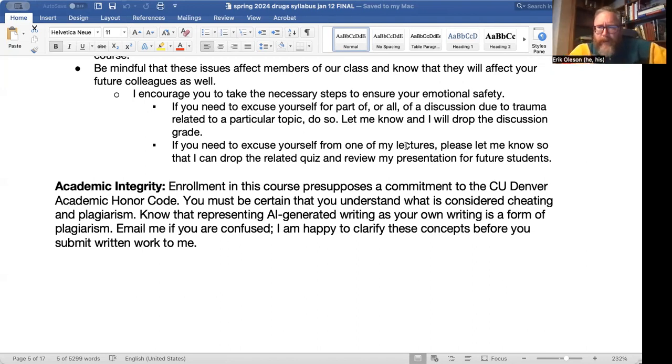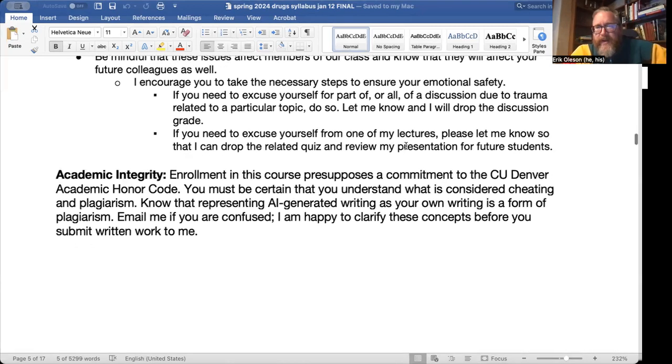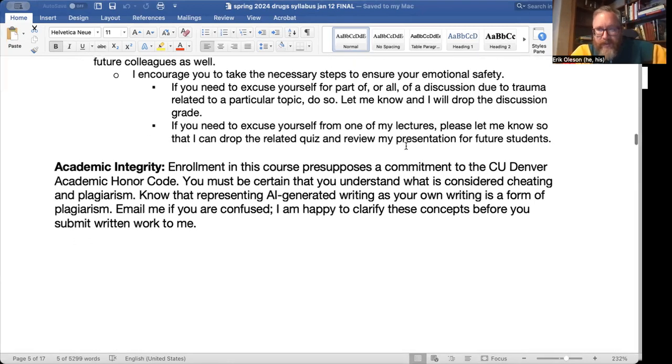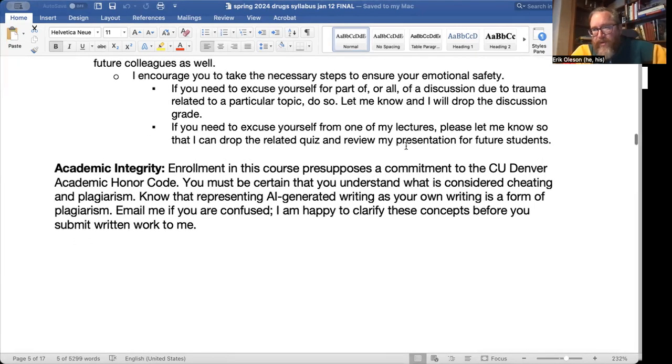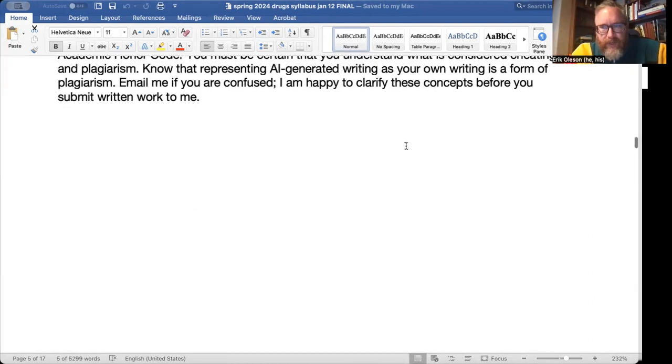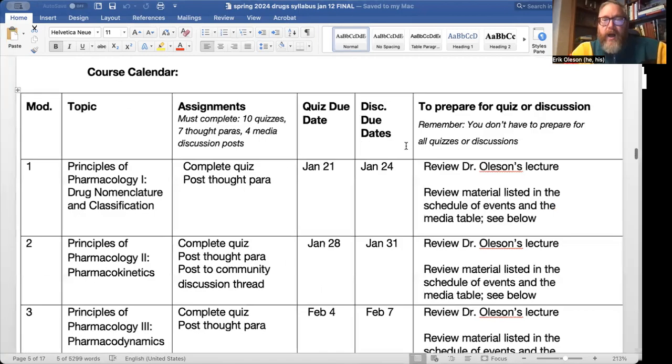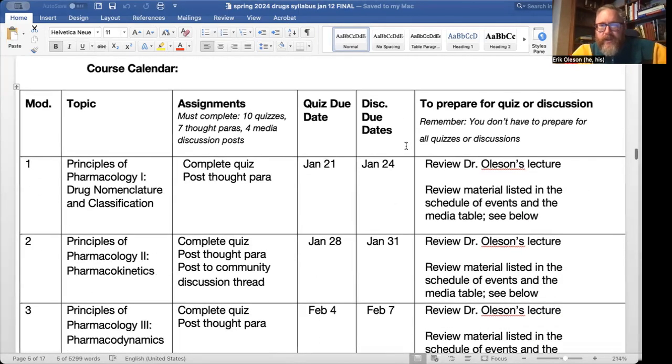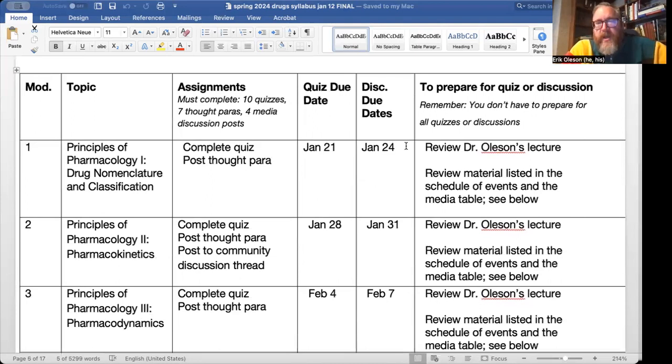I will find some solution that allows you to avoid this trauma. I don't want to force anybody to sit through a discussion or a lecture that they find to bring emotional distress. So I do want to avoid that, and it's something I'll help you find a workaround for if you need it. All right, now we're finally to the calendar of events.